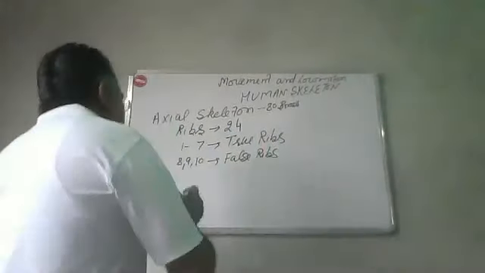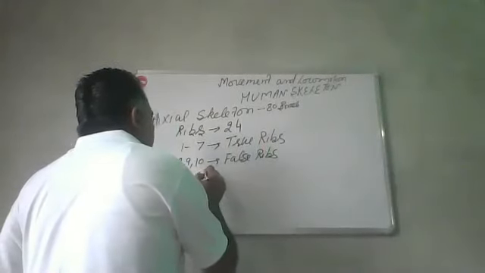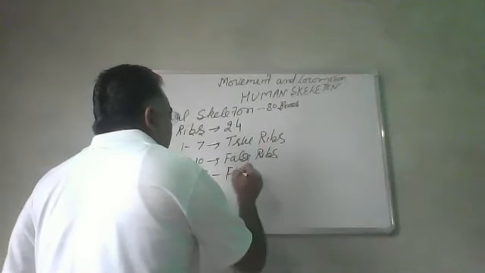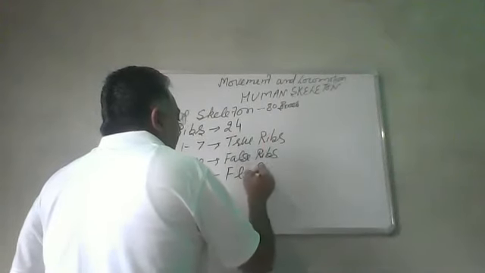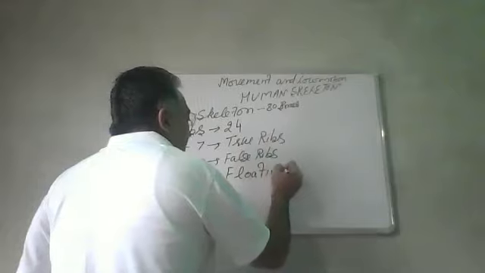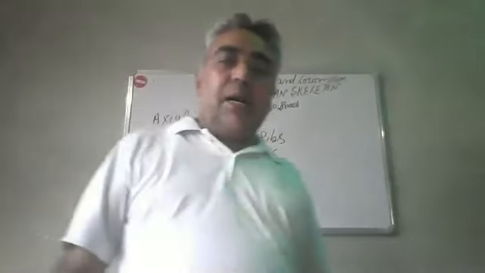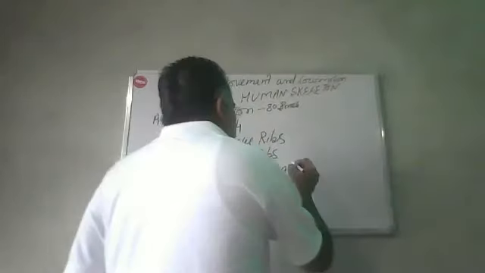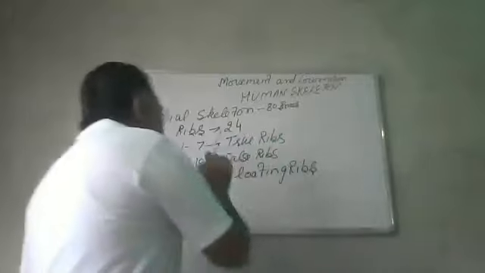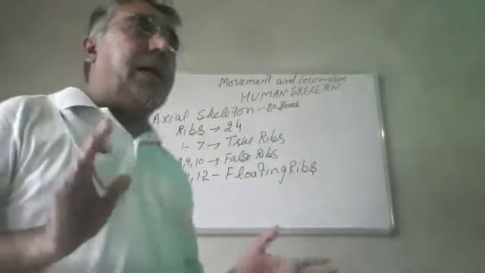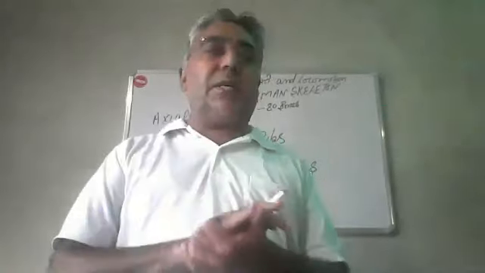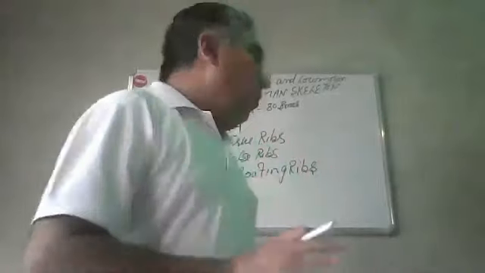And after that, the two pairs 11 and 12 are called floating ribs. They are only joined with the vertebral column. They are not directly or indirectly joined with the sternum. So these are called the floating ribs.